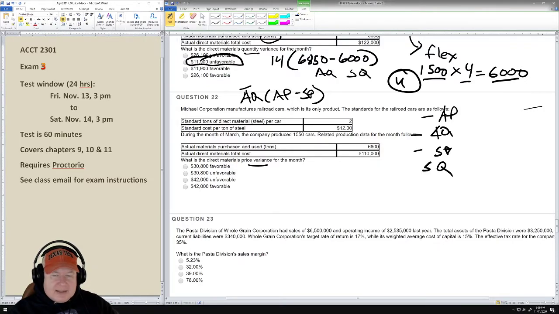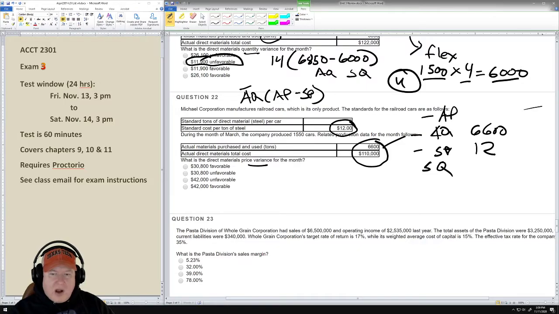We're given a standard price, right? The standard price for a ton of steel, what we're budgeting, is going to be $12. Actual price. Well, we don't have an actual price. We're going to have to figure out an actual price from this. But we do have actual quantity, do we not? The number of tons of steel, so we have 6,600 for the actual quantity of steel.